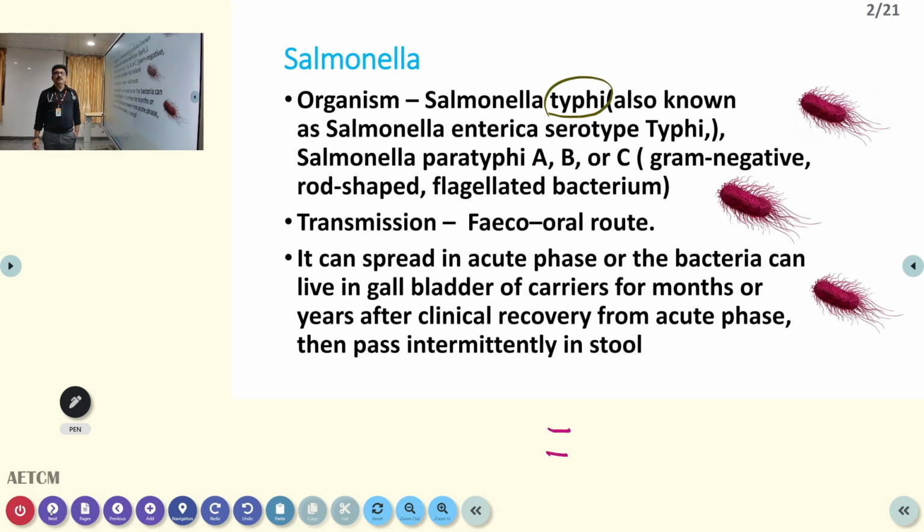The organism is Salmonella typhi or Salmonella paratyphi A, B or C. The two important organisms are typhi and paratyphi. They are all gram-negative rod-shaped flagellated bacteria. Transmission is mainly through the fecal-oral route.